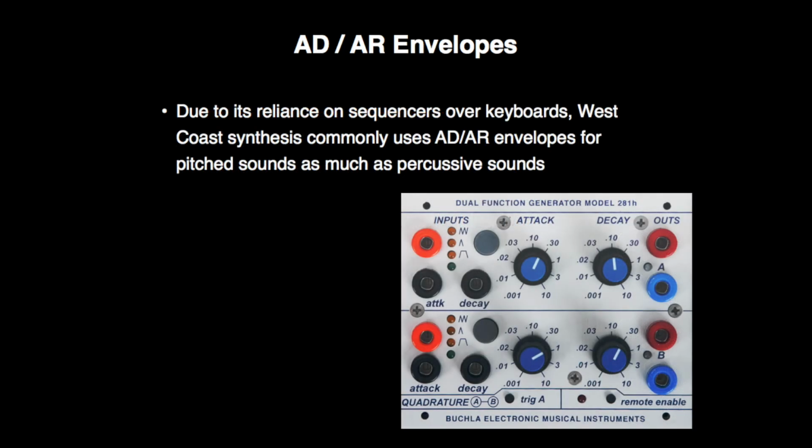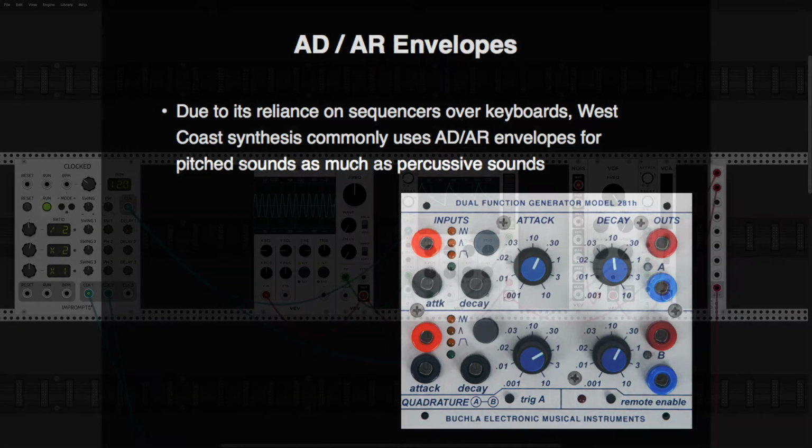One last thing to say about these envelopes is that due to its reliance on sequencers over keyboards, West Coast synthesis commonly uses AD/AR envelopes for pitched sounds as much as for percussive sounds. If you ever listen to music made on the Buchla synthesizer, like a lot of the sounds that we heard in Silver Apples of the Moon, a lot of those sounds were produced using these very simple attack decay envelopes. On the slide there, you can see an AD module on a Buchla synthesizer. So let's go ahead and look at how to build some simple percussive sounds in VCV Rack.